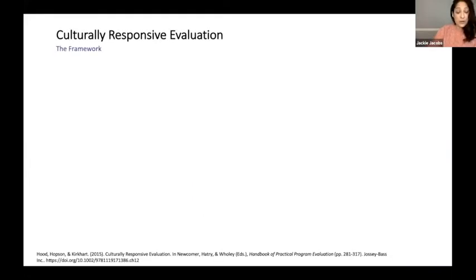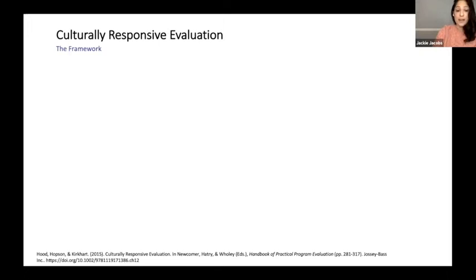The second framework that you'll hear about today is culturally responsive evaluation. Culturally responsive evaluation is a framework used to center evaluation in culture and historical context. It lifts up beliefs and values and integrates them into evaluation planning, implementation, and interpretation.